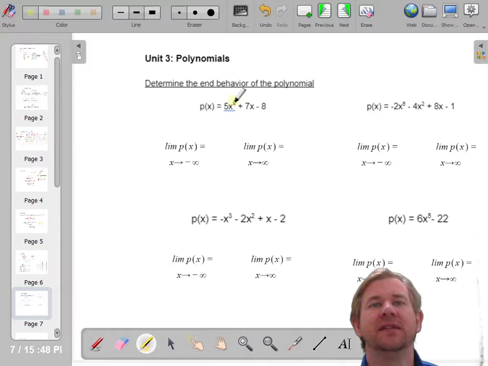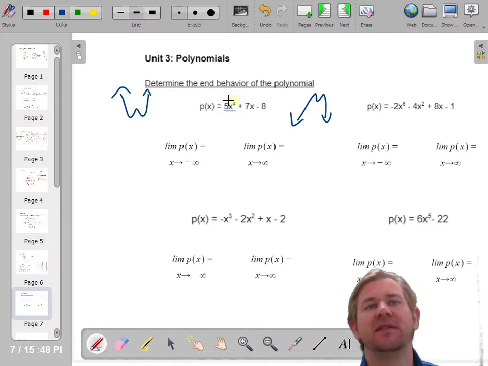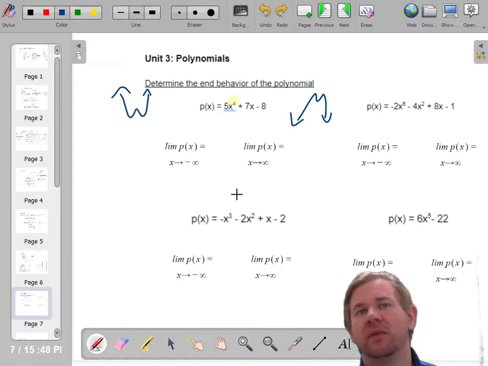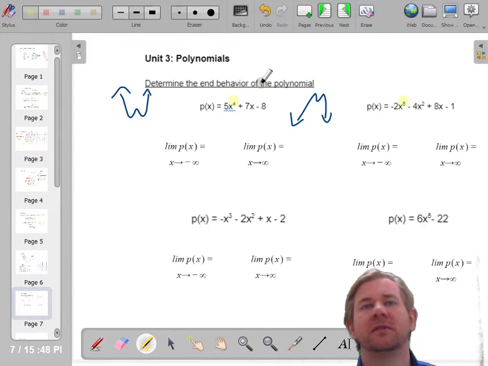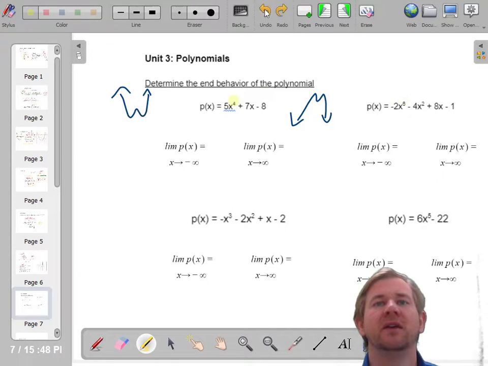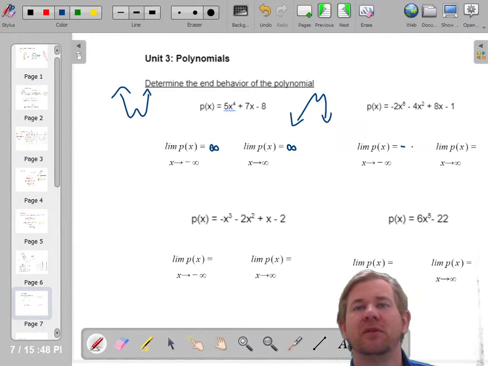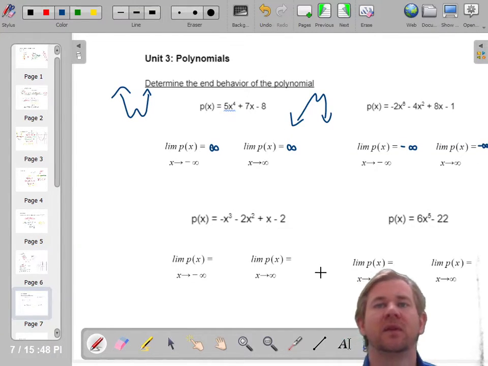Even, the degree is even, so that means it's either both up or both down. And you can see here's positive even, this is a +5, and here's negative even, this is a -2. So these are both even degree polynomials. One opens up, one opens down. So if they're even, both endpoints go the same way. Here, they both go up to positive infinity, and here they both go down to negative infinity. So as you go left, this is saying left and up, right and up. Left and down, right and down.